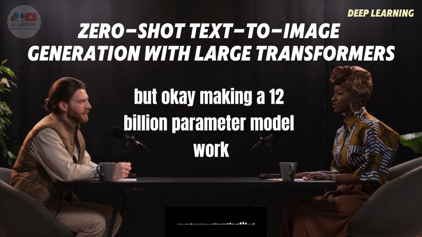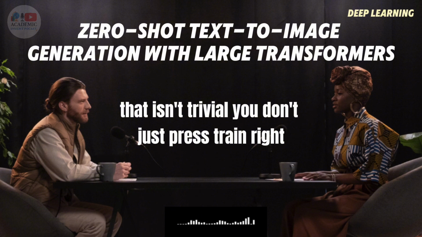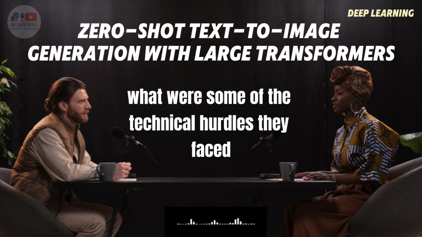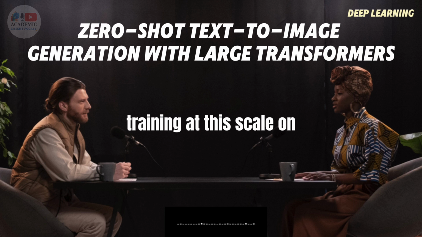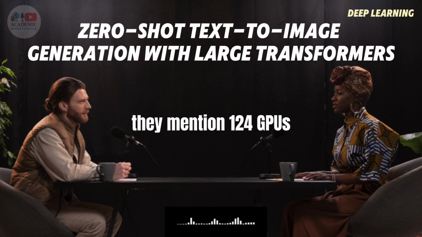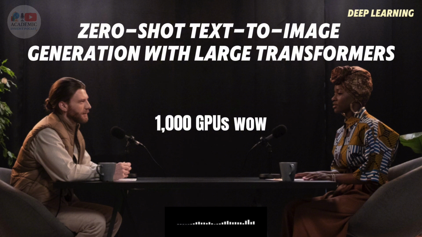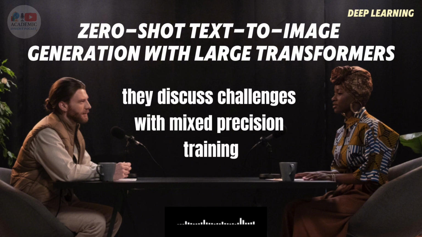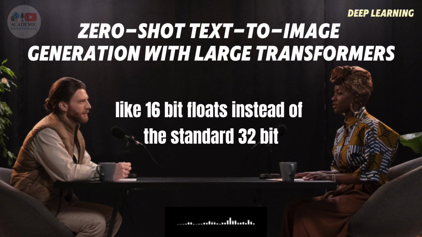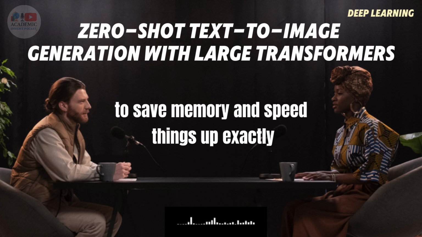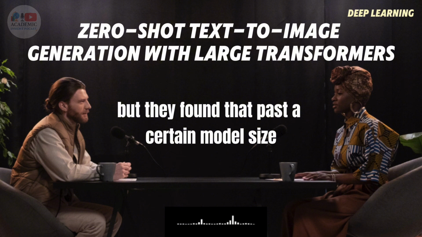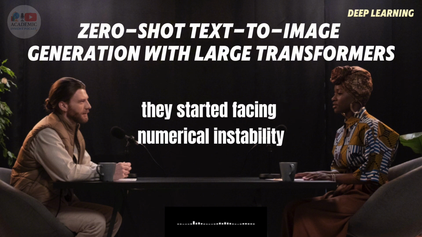But okay, making a 12 billion parameter model work isn't trivial. You don't just press train, right? What were some of the technical hurdles they faced in actually training this beast? Oh, for sure. Training at this scale on, they mention, 1,024 GPUs. That's a monumental engineering feat in itself. Wow. They discuss challenges with mixed precision training. That's where you use lower precision numbers like 16-bit floats instead of the standard 32-bit. To save memory and speed things up. Exactly. But they found that past a certain model size, around 1 billion parameters or so, they started facing numerical instability.